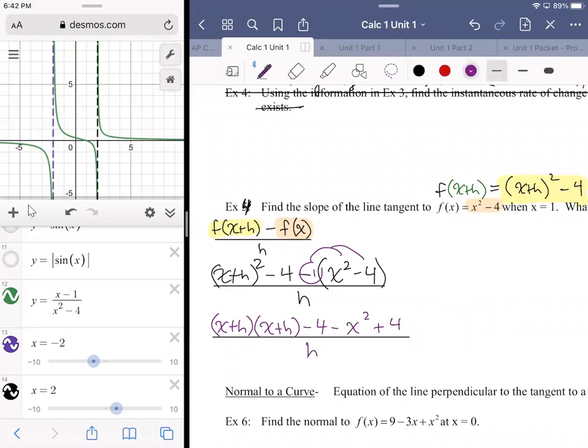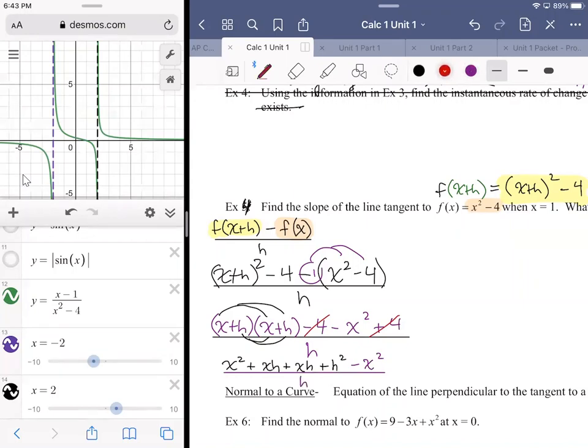But the elephant in the room is this piece here. We'll have to distribute that out. But I can cancel out the negative and positive 4, so that's something. Call that a little win. So x squared plus xh plus another xh plus h squared, minus the x squared that's already there, over the h.